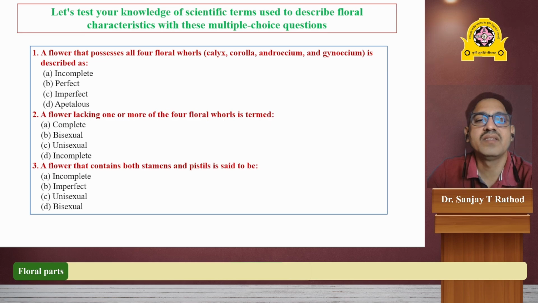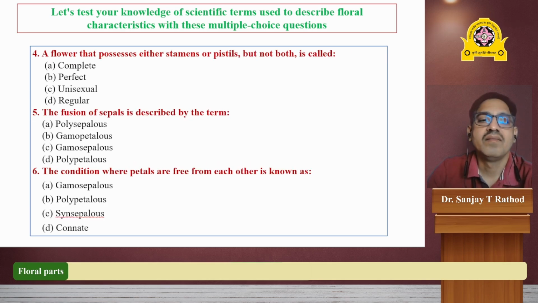A flower that possesses all four floral whorls, that is calyx, corolla, androecium, and gynoecium, is described as whether it is incomplete, perfect, imperfect, or petalous. A flower lacking one or more of the floral whorls is termed as. A flower that contains both stamens and pistil is said to be. Intentionally, I have not given you the answer because if the answer is given, you may not shake your head.